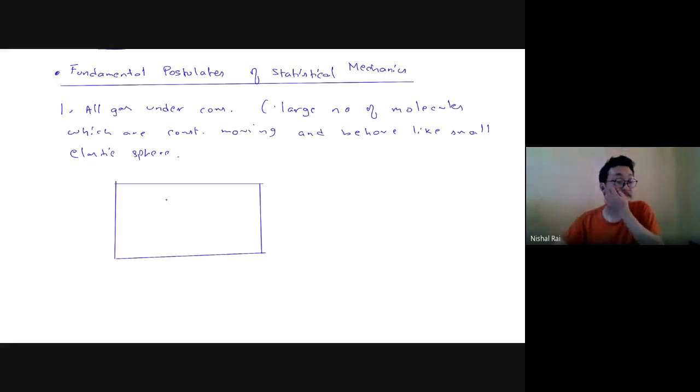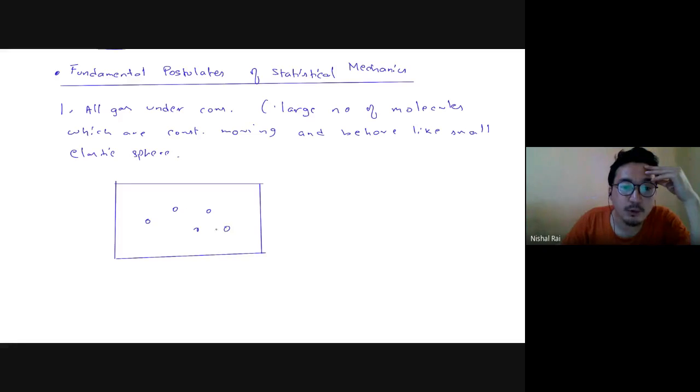it will be easier to see. Now, if you consider a certain box, or in this case a rectangle, and inside that is filled with what? Gas. Now what does your first postulate tell you is that all of the gases are made out of small molecules, clear, which are moving all over the place, clear. Now, which behave like an elastic sphere.